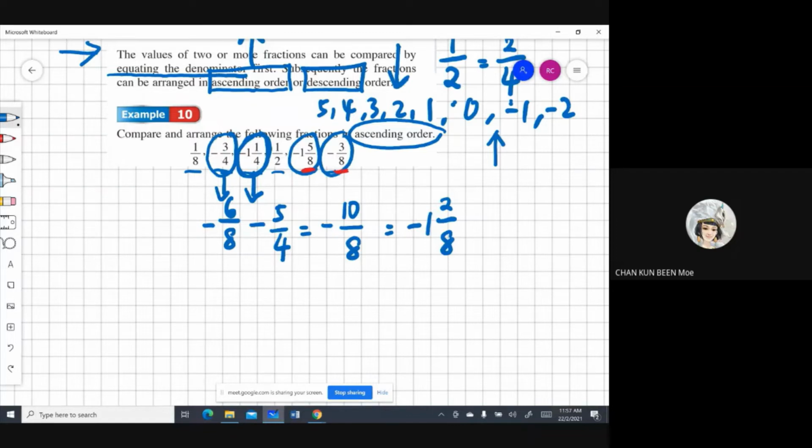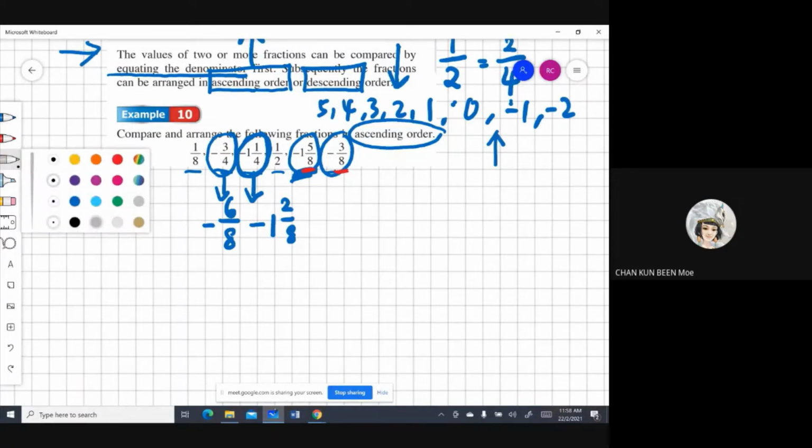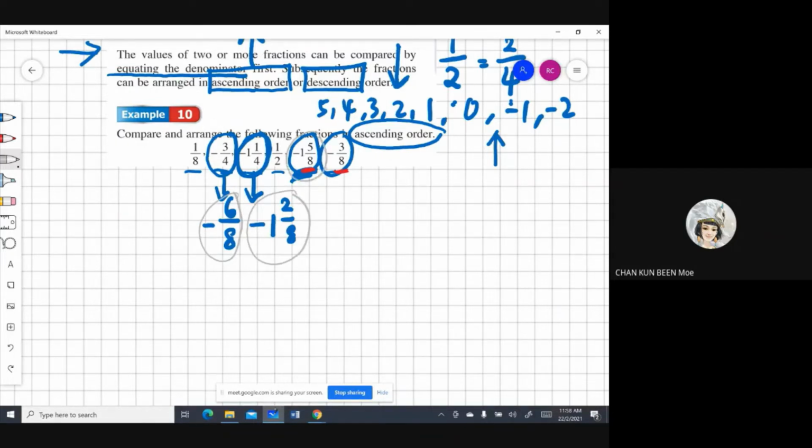So when you are going to compare it, it's better for you to keep it in mixed number like this, because this one is also mixed number. Okay, so I'm going to rub this off. I replace it. This is negative 1, 2 over 8. Okay, now you are going to compare these 4 fractions. 1, 2, 3, 4. First one is negative 6 over 8. Second, negative 1, 2 over 8. The third is negative 1, 5 over 8. And the last is negative 3 over 8.